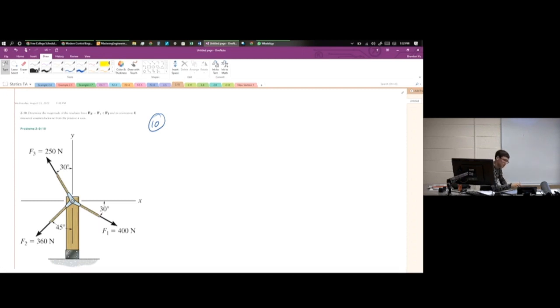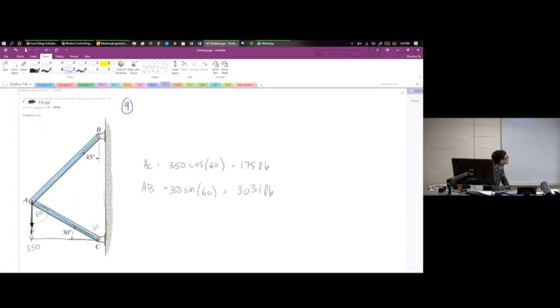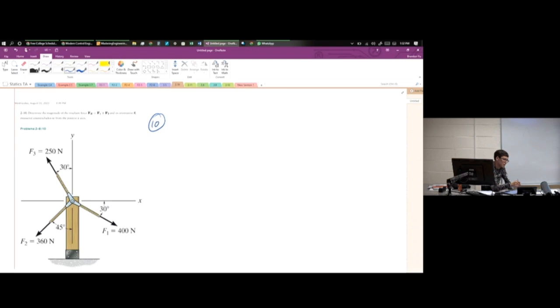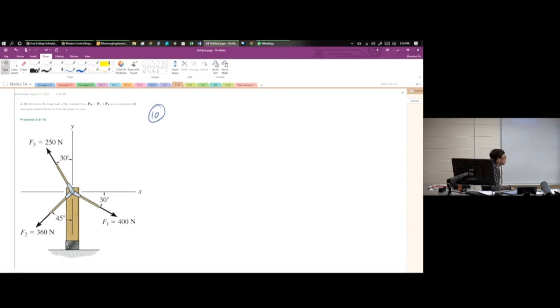Got a picture? All right. So what would we do here? Anybody know? What is it asking for? It's asking for Fr equals F1 plus F3 and its orientation counterclockwise from the positive x-axis.